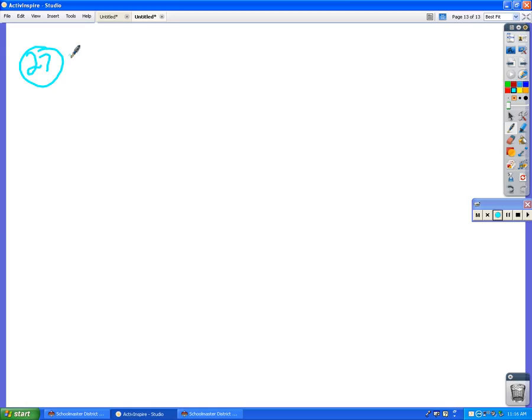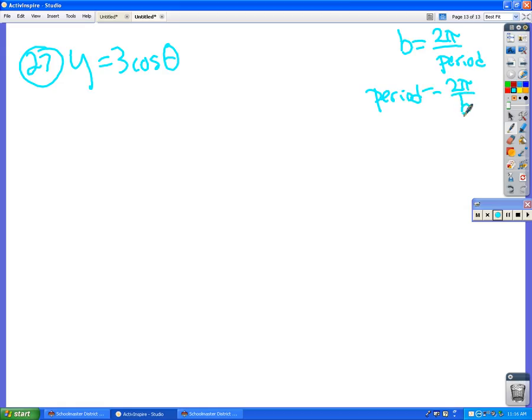Okay, 27. So first thing is the period. Now we have to do the same thing we were doing before, but backwards. Before we said b equals 2 pi divided by the period. But that also means that the period is equal to 2 pi divided by b. So in this one right here, what is b? B is the number in front of the variable. So B is 1. So the period is 2 pi.